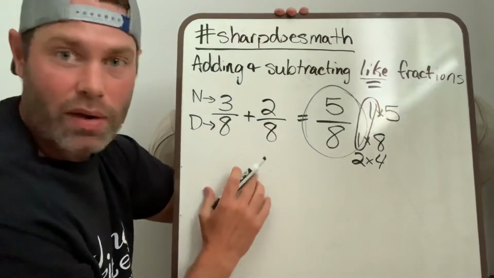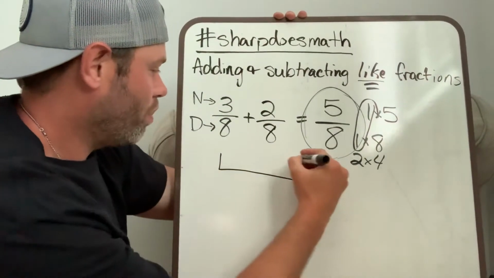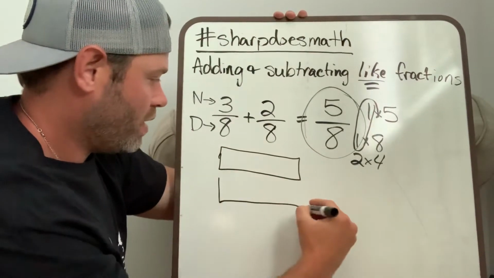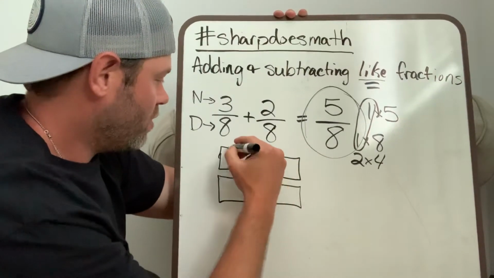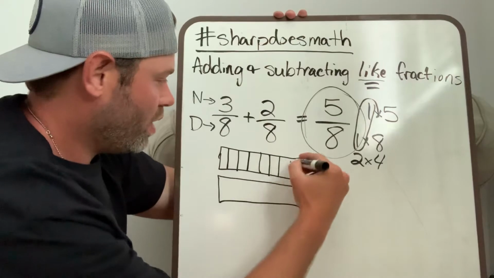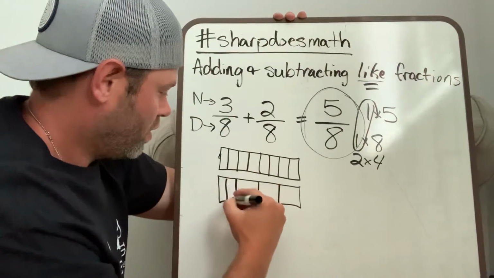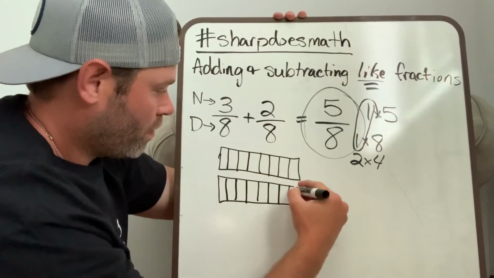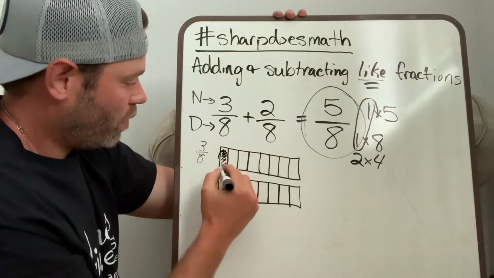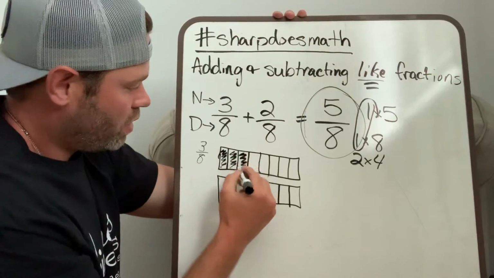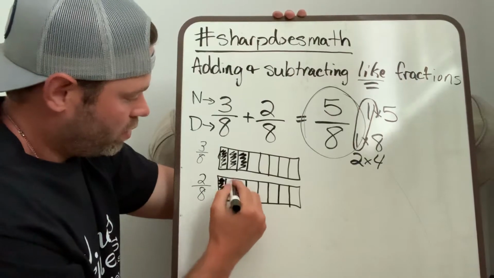So let me show you down here a little bit lower on a model how this would look. If I made 2 little bars like this, and I cut both of them into eighths, I'll try and do this as perfect as possible here. I cut both of these models into eighths. Try and make them look the same. This first one here is my 3/8. I would shade in 1, 2, 3. And down below I have my 2/8. I shade in 1, 2.